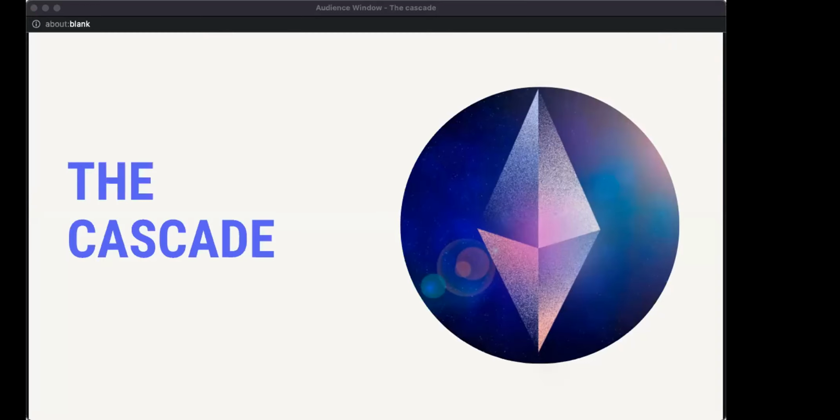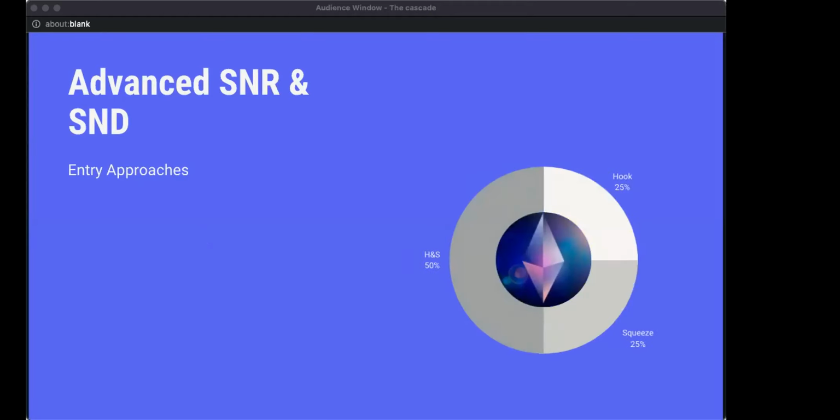And these setups are very specific. Some of you are probably familiar with a couple of them. They're classic setups, but we'll just go through it here. All right, so it's advanced SNR and S&D. It's basically support and resistance, but there's certain criteria that needs to be applied.